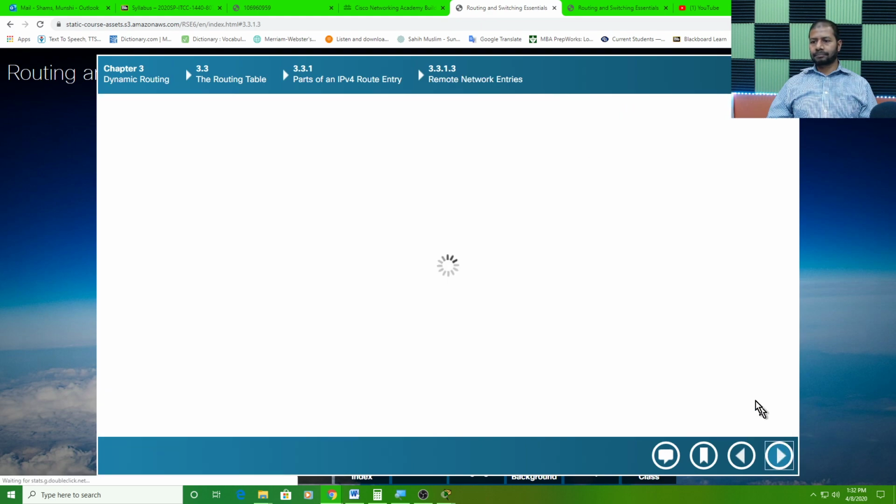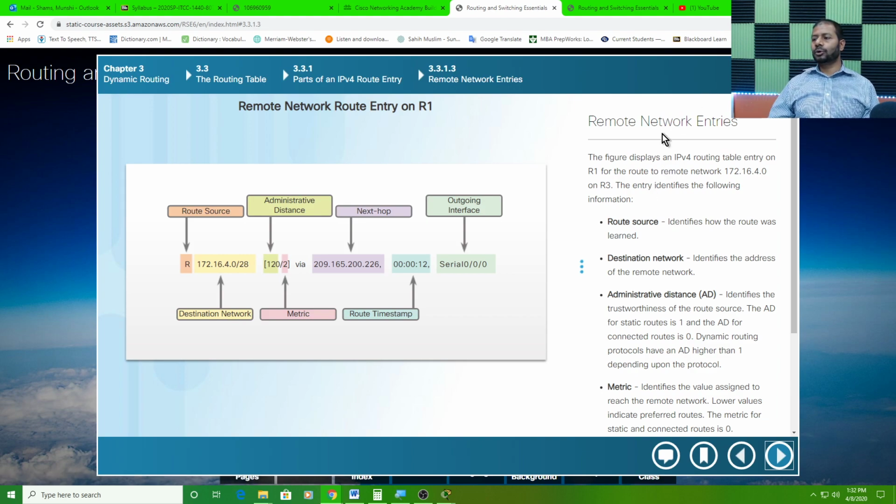Next. Now remote network entries. The networks that are not directly connected to you have entries that look like this, as we already have discussed. R, for example, shows the route source. How was this route learned? It was learned via the RIP protocol. That's why it shows R. Which network are we talking about? Which destination network? This network. That's the destination network. What are these numbers right here? One is administrative distance, one is metric.